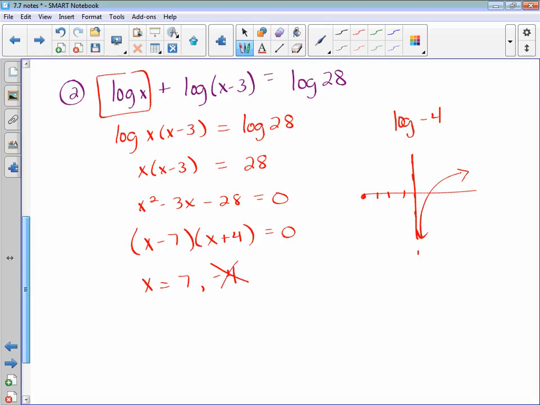And now it's not just that a negative number won't work. It's when you plug it in and you're taking the log of a negative number that it won't work. Okay? Does that make sense? Because there may be times where a negative is okay if plugging it in makes it not negative.